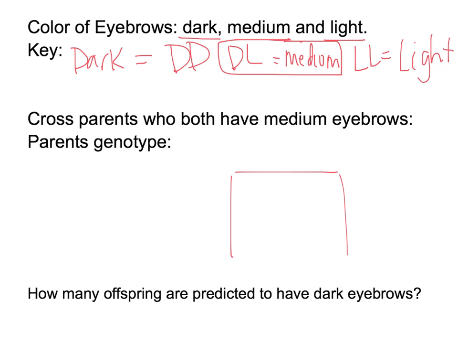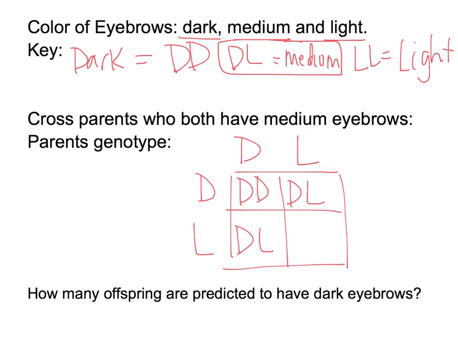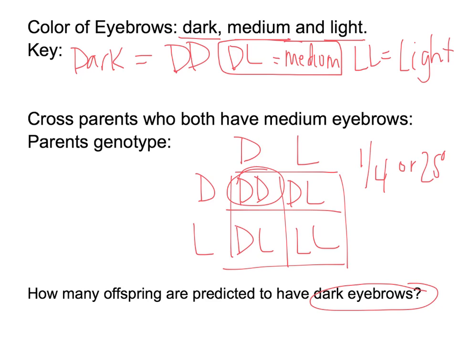All right, so now in our problem down here, we want to cross parents who both have medium eyebrows. And this is a funny problem because it oftentimes confuses students. So we have 2 medium eyebrow parents. And our resulting phenotypes with dark eyebrows, well, we've got 1 out of 4, or 25% of the offspring that will have dark eyebrows. There you go. Those are your incomplete dominance problems.